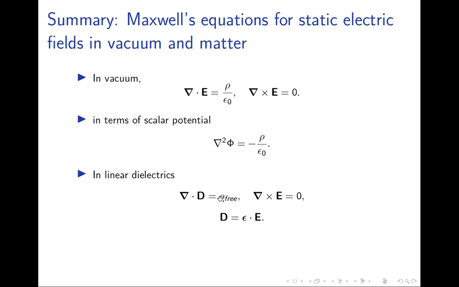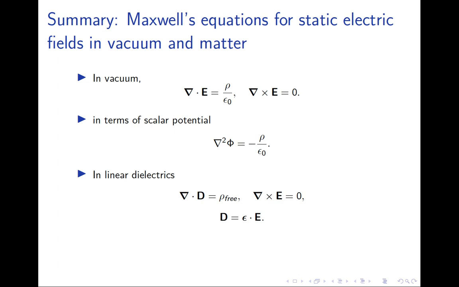Now, as I said, these are two different quantities, D and E, so there are too many unknowns. We cannot solve this unless there is some relation between D and E. We considered a very special class of dielectrics, known as linear dielectrics, in which D is proportional to E. This proportionality constant, which in some cases is a tensor, is called the permittivity of the medium, or permittivity of the dielectric.